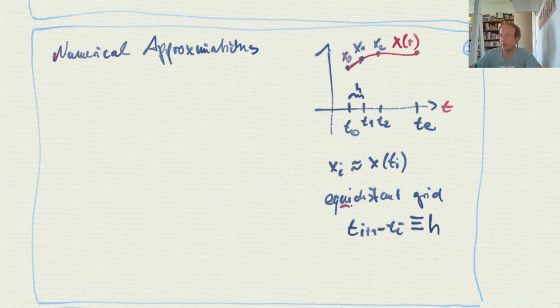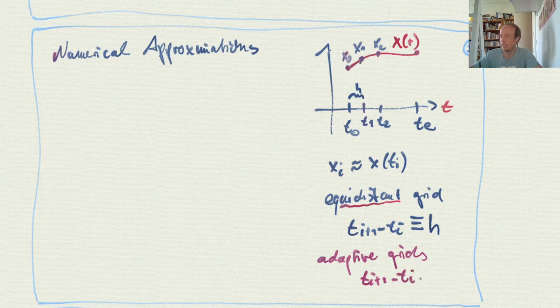Maybe a little digression on what equidistant means or not. If it's not equidistant, so often one uses adaptive grids, then one actually has t(i+1) minus ti is hi. So the difference can change in every time step. But then we will have these error estimates like we had last week.